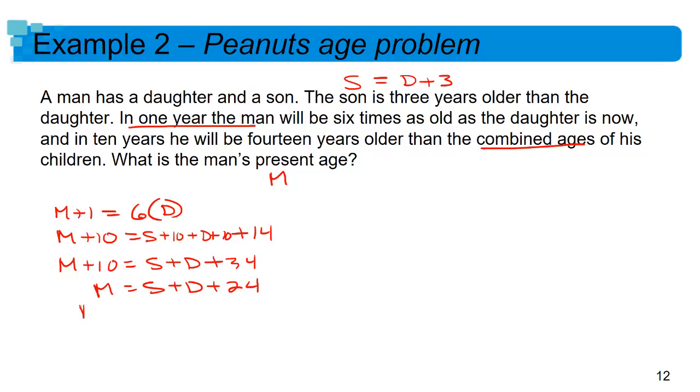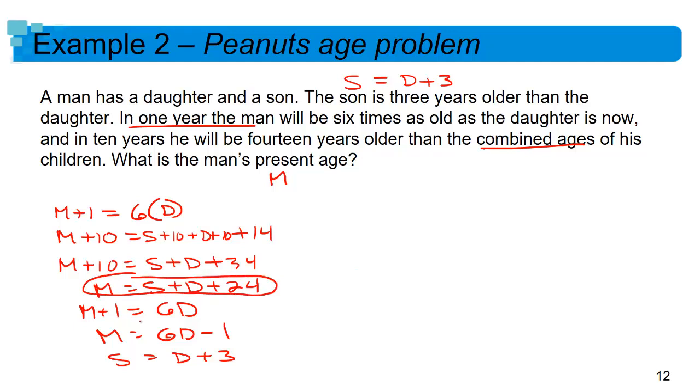We also have his age plus 1 is 6 times the daughter's age, or his age is 6 times the daughter's age minus 1. We also have the son equals the daughter's age plus 3. So there's all of our quote-unquote hidden equations, right? We have a bunch of them, but it's basically this one, and this one. Okay, how many unknowns do we have? We have 3. We don't know his age, the son's age, the daughter's age, right? M, S, and D are all unknowns.